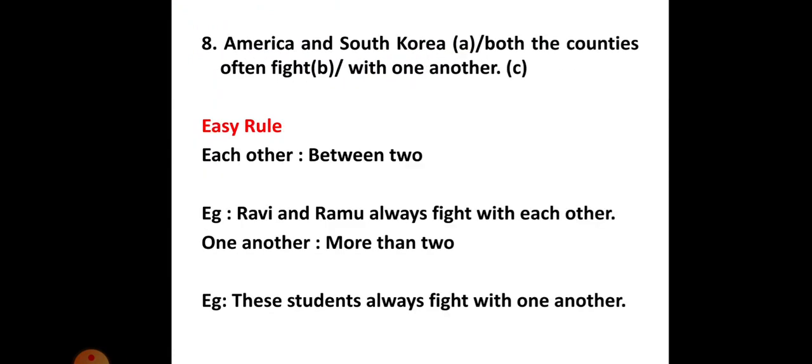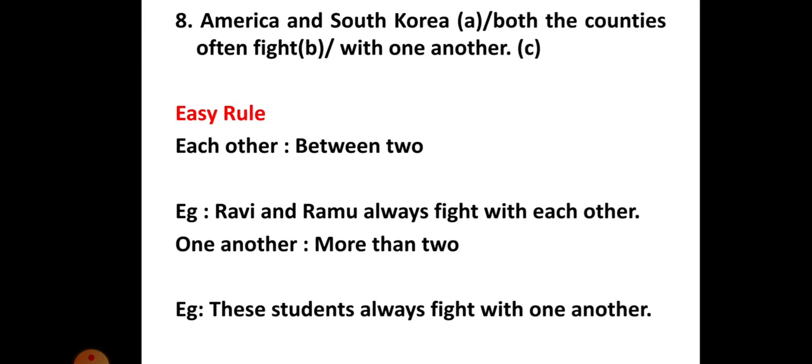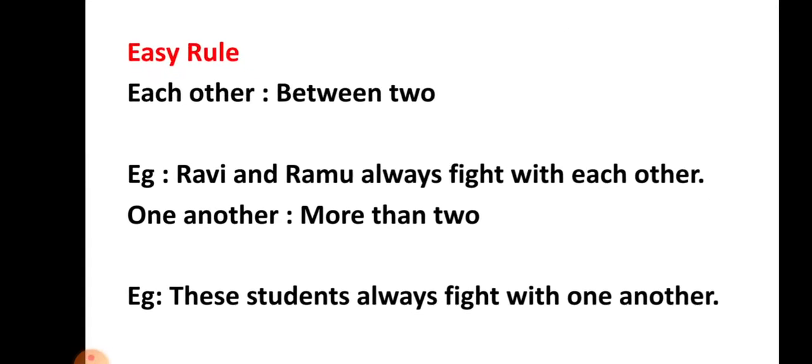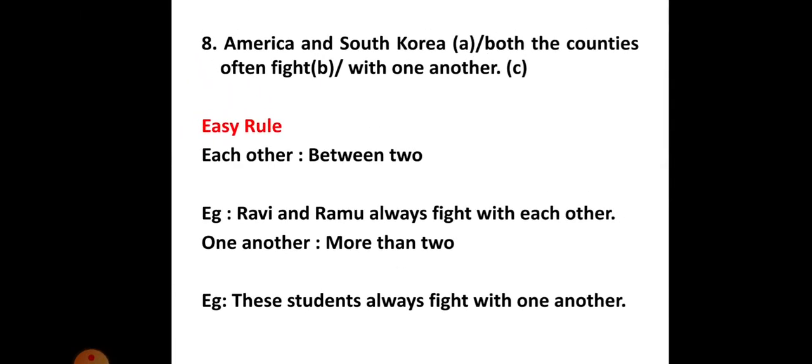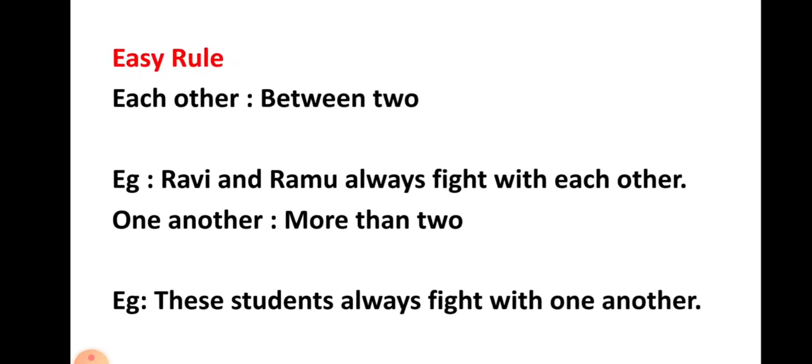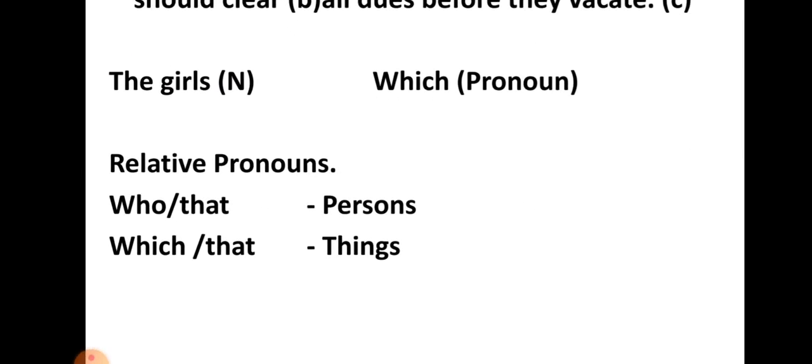Next. Question number 8. America and South Korea, both the countries often fight with one another. It's also very easy. When you are referring to two, it should be each other. Between two, each other, and more than two is one another. For example, Ravi and Ramu always fight with each other, and more than two, these students always fight with one another. Here Ravi and Ramu, there are only two members, so they always fight with each other, and these students, more than two, always fight with one another. Easy rules.